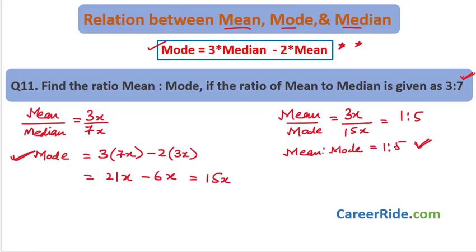See, this is again a very, very easy type of question if you just know this single relationship between the 3 measures of central tendency.